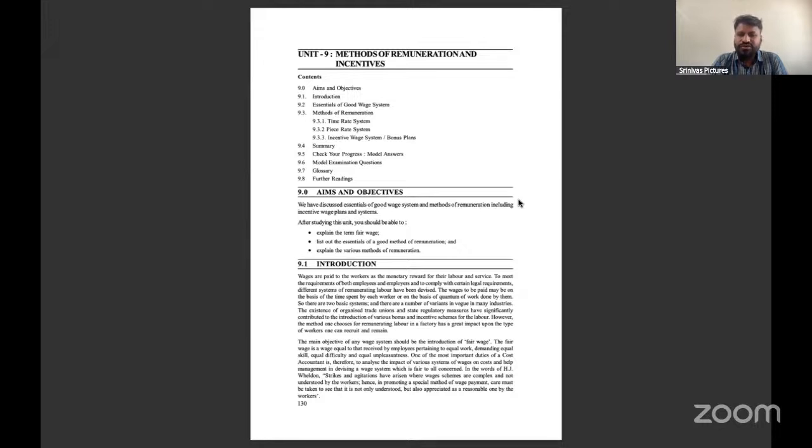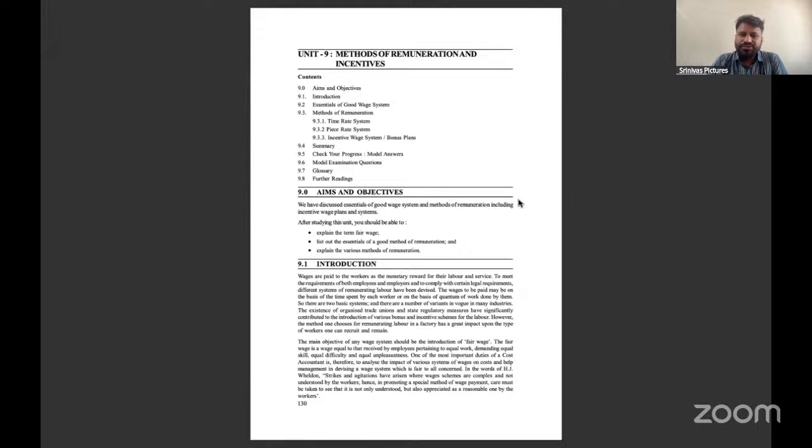In block two, we covered inventory management. What is the meaning of inventory management? What are the calculations of various stock levels and what are the price issuing methods? All that we discussed in block two. Now block three talks about labor.